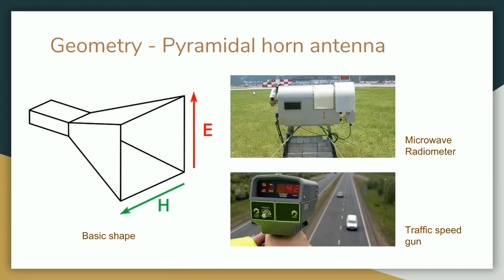Finally, the pyramidal horn antenna, which is the antenna we will be focusing on in this project, is the most common antenna, distinguished by its rectangular cross-section flare attached to a rectangular waveguide.